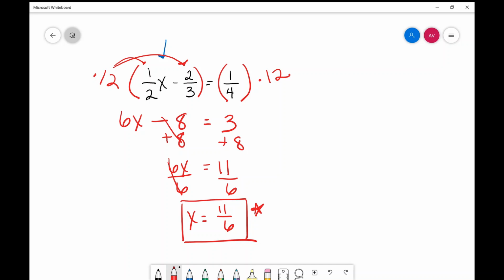So there you go. There is my little trick when you have fractions in your equation and you want to get rid of the denominator so that you're not dealing with fractions anymore. I hope it was helpful.